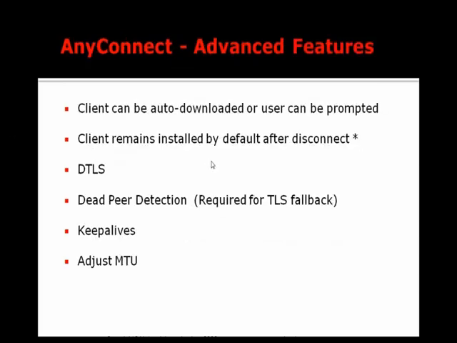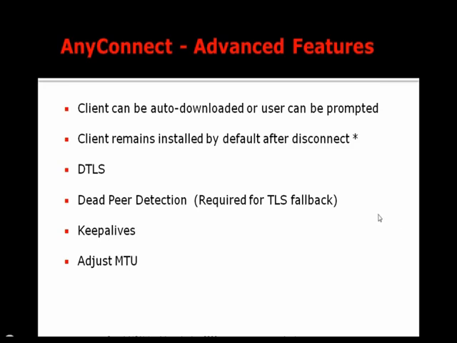So the client can be auto-downloaded, or the user can be prompted for that. After you authenticate to your particular tunnel group, the user can be prompted with the svc ask command, saying do you want to install this application, this client, or not. The default is to be auto-downloaded, but you can specify that we want to ask the user first. The client remains installed by default after the disconnect.